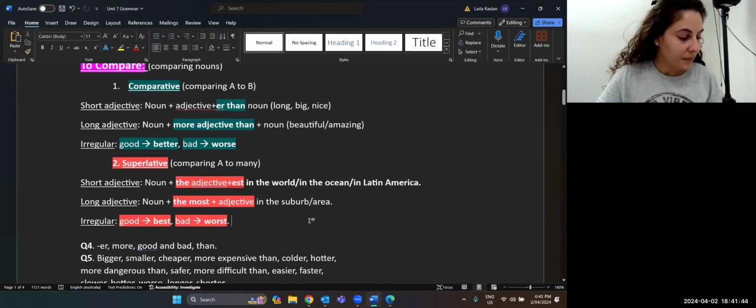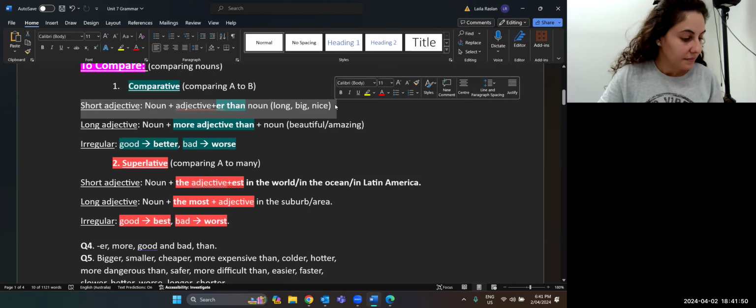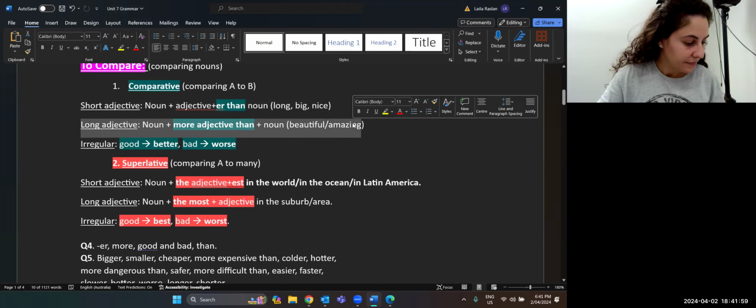So Australia is hotter than Antarctica. That was this sentence. Rock climbing is more dangerous than surfing. That's this sentence.